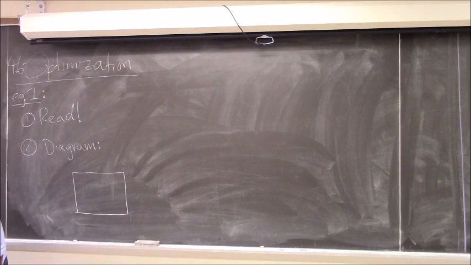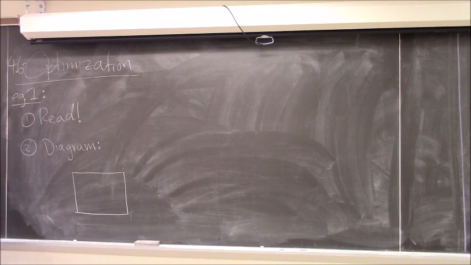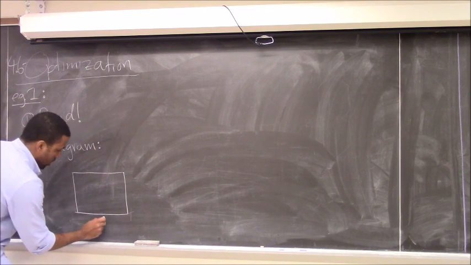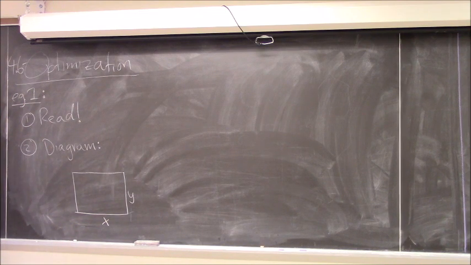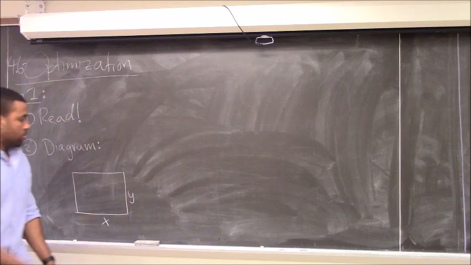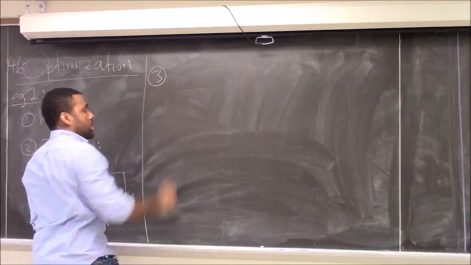In fact, did we ask for the dimensions? Yeah, in fact, they asked us for the dimensions, which means I don't know what length and width he should build it at. So let's call these variables x and y. So now our goal is to figure out what is x and what is y to have the maximum amount of area. That brings us to step 3.